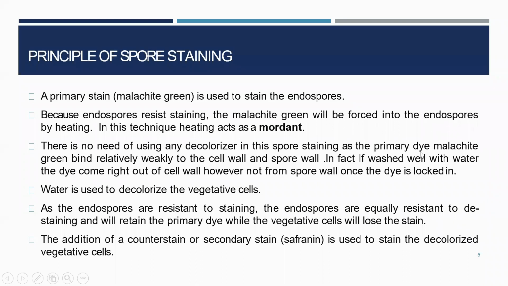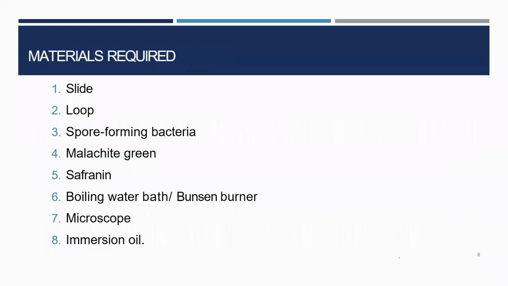There is no need for decolorization of the spores once they are stained with the malachite green. They will not leave this stain once they have taken it up. Even though we wash with water, the spores are not washed away, but the vegetative cells get washed. So water is used to decolorize the vegetative cells. The endospores are stained with malachite green, which is green in color, as the primary stain. In the counter staining, if we add safranin, the vegetative cells get stained and appear red in color. So in detail, we will see this method of endospore staining.